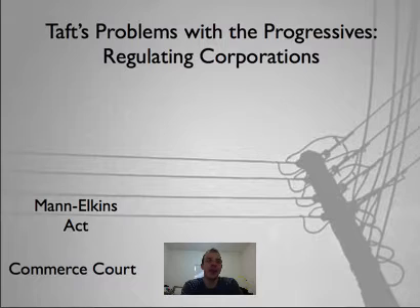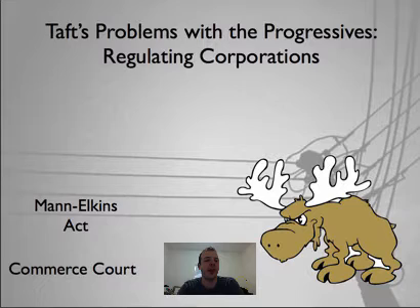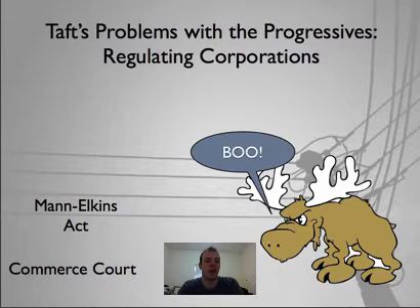However, it has another element of the act that creates a commerce court. This is what businesses demanded. This is a special court created to hear appeals. This is a lot better for business. And as a result, progressives are upset over the inclusion of the Commerce Court in the Mann-Elkins Act. So again, progressives are upset with Taft.